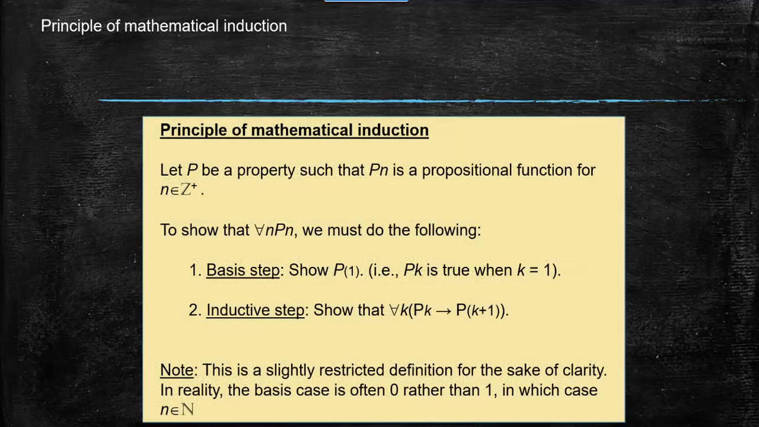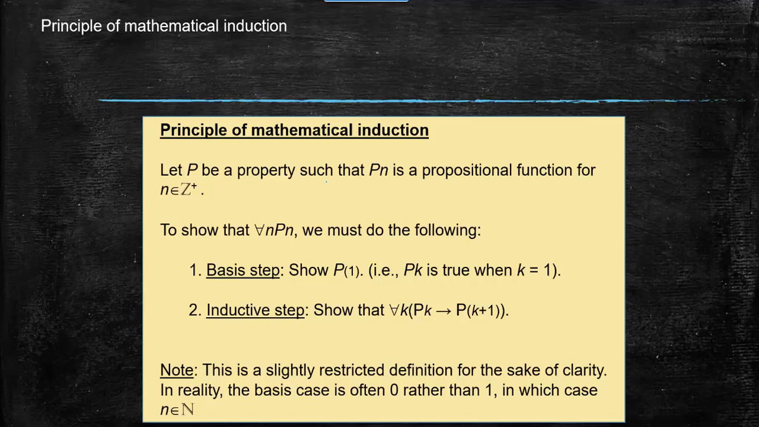So here's the principle of mathematical induction. Let P be a property such that Pn is a propositional function for n an element of Z plus. And it could also be that n is an element of N.